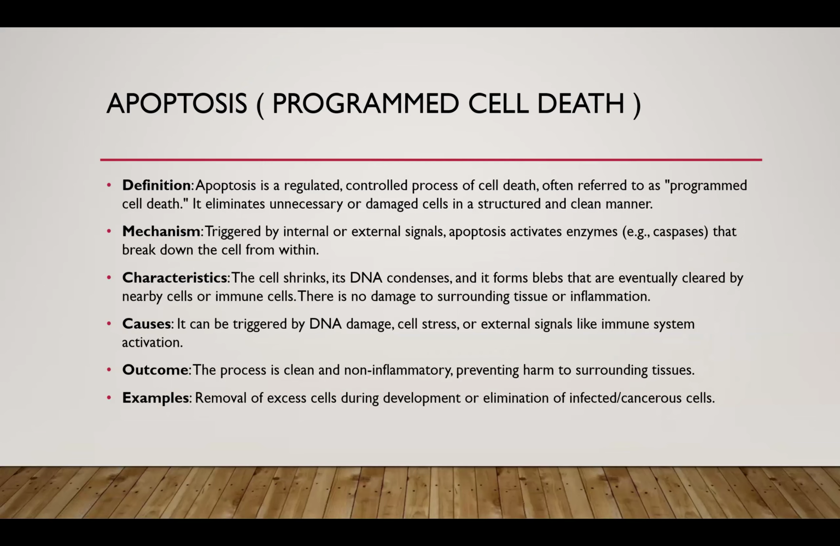Apoptosis. It is also called programmed cell death, and the definition of it is: apoptosis is a regulated, controlled process of cell death, often referred to as programmed cell death. It eliminates unnecessary or damaged cells in a structured and clean manner.